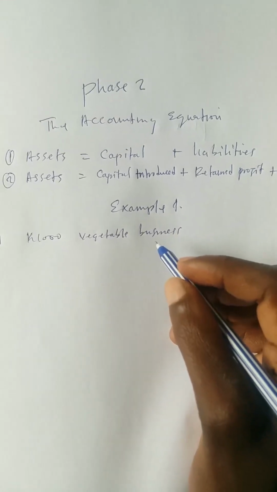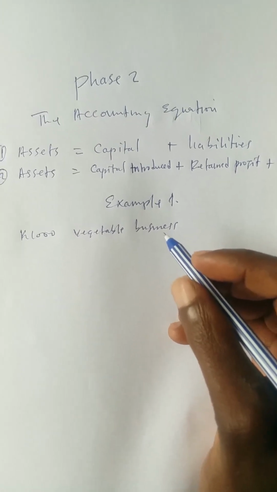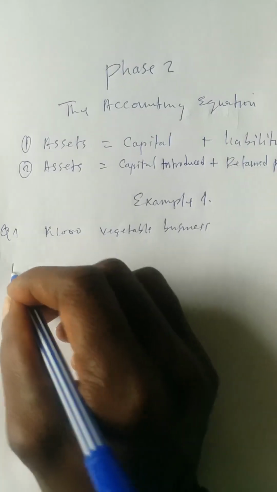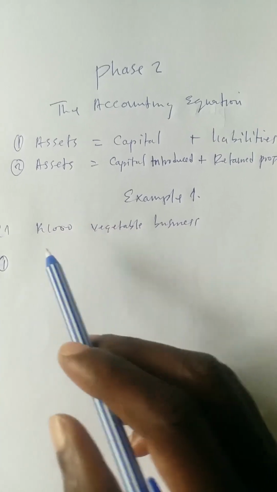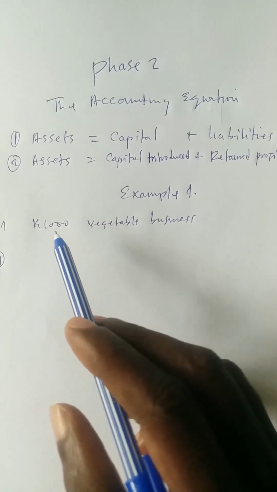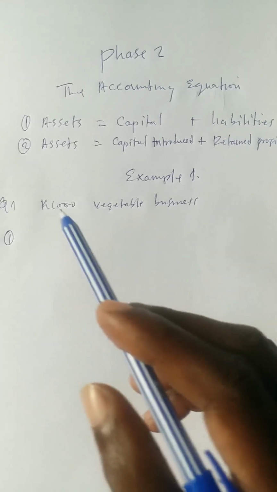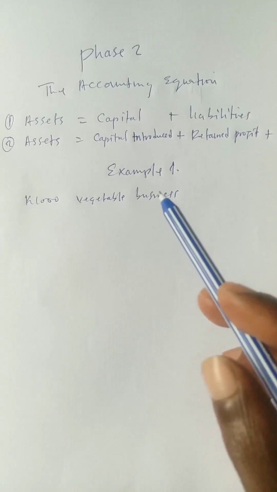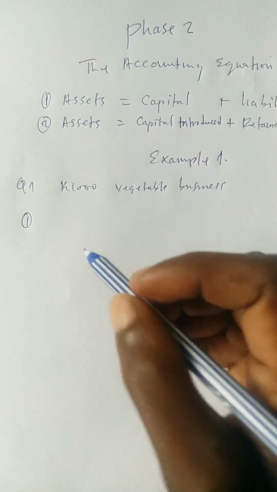Vegetable business, okay. The accounting equation will look like this. Just like our first equation, our question says you have 1000 kwacha and you decide to start up a vegetable business. Just by you introducing the funds in the business, the accounting equation begins to change. So the accounting equation will look like this.